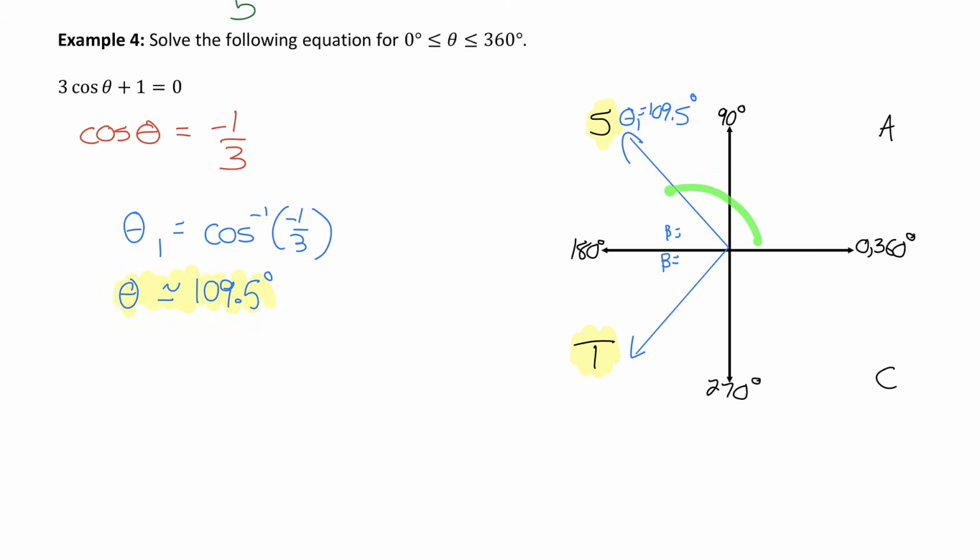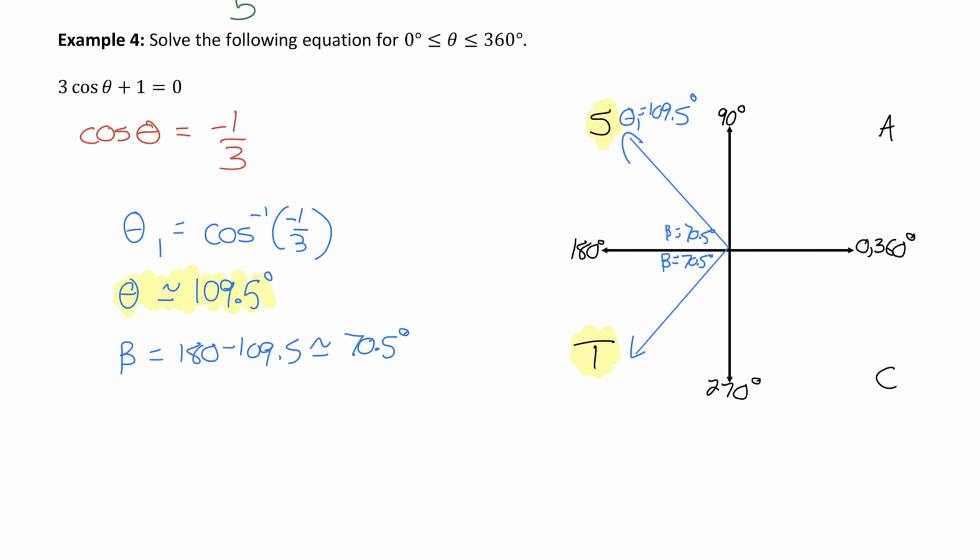To get the angle that goes to the second terminal arm, I'm going to have to know what was the reference angle from the first answer. To get that reference angle, I could just do 180 minus 109.5. And that would tell me that the reference angle, 180 minus 109.5, that is about 70.5 degrees. So I can place that reference angle in both those quadrants.